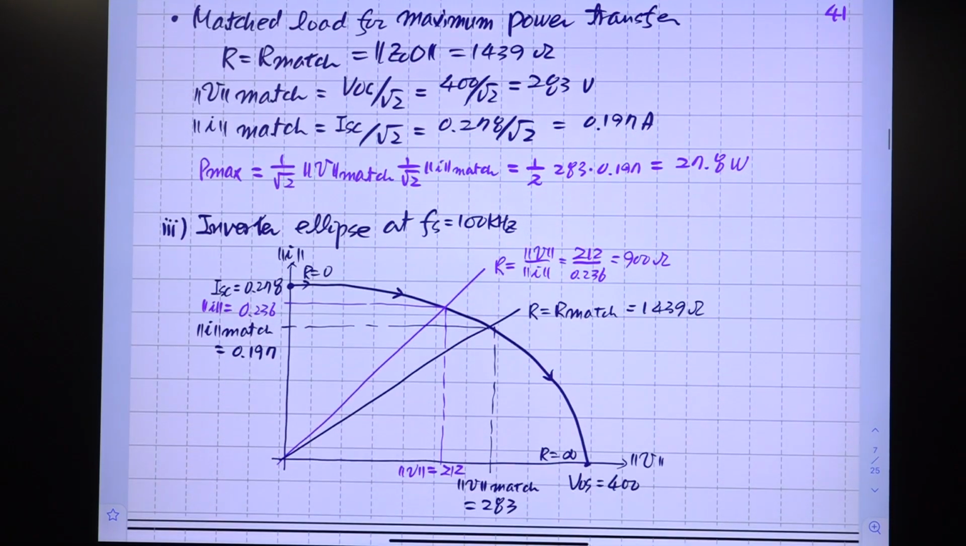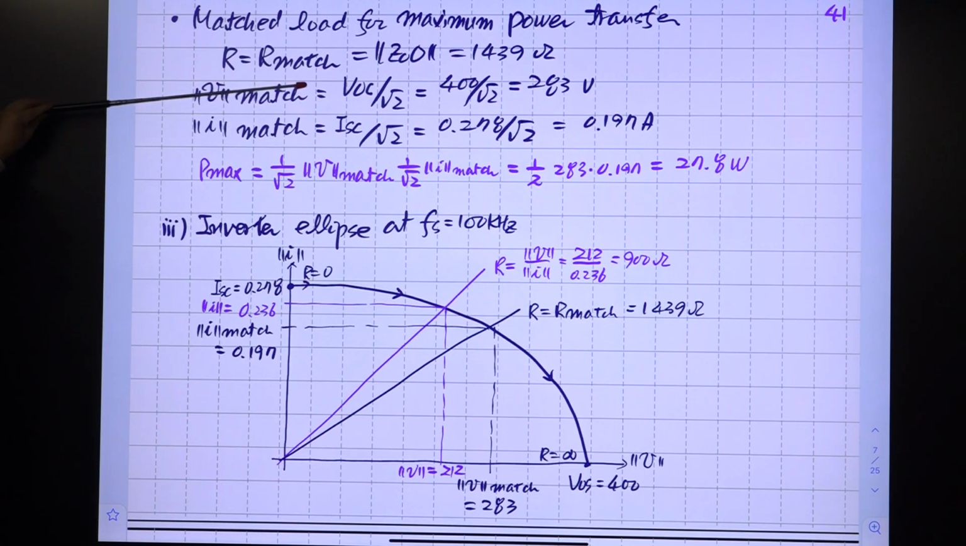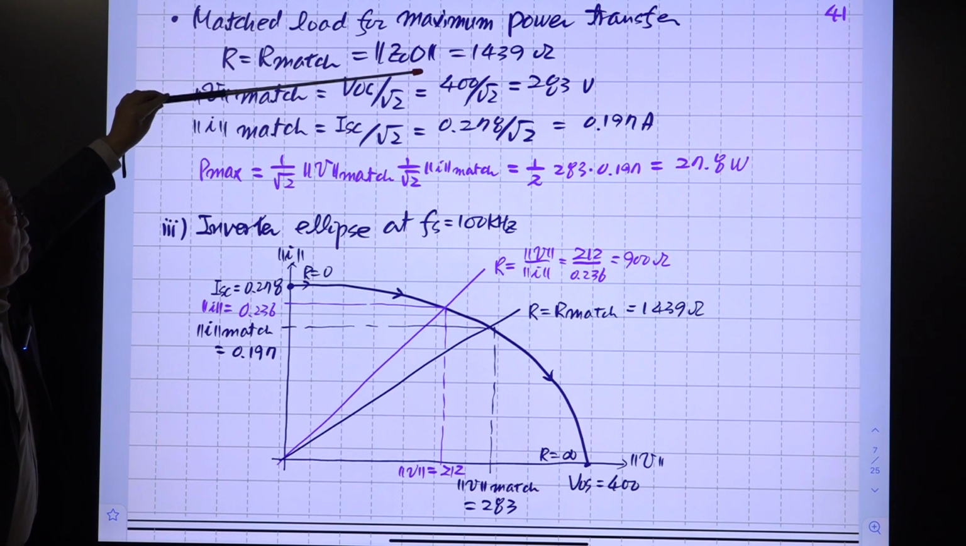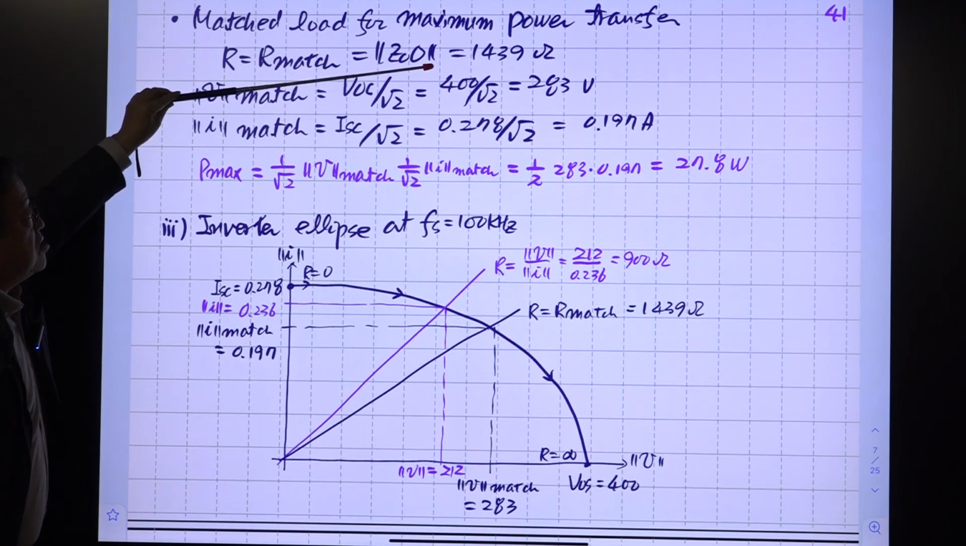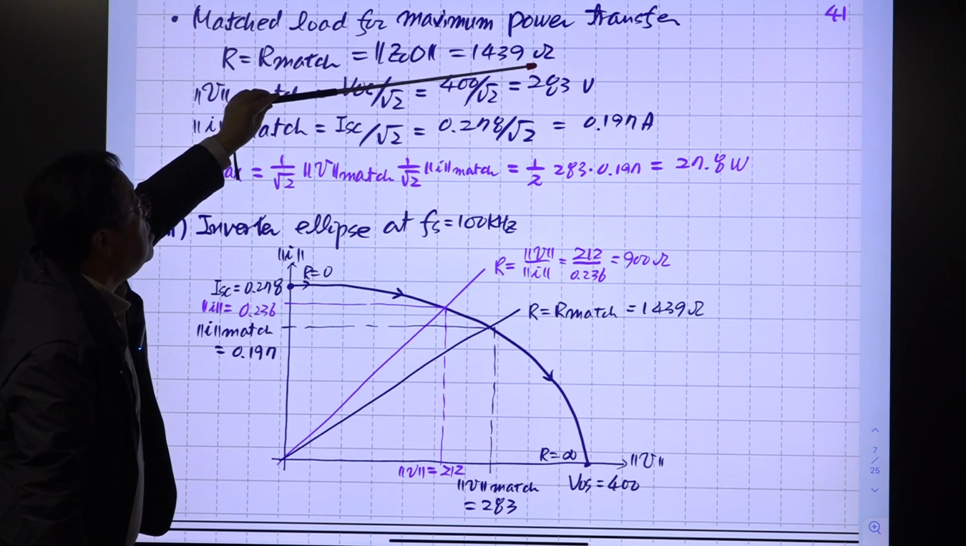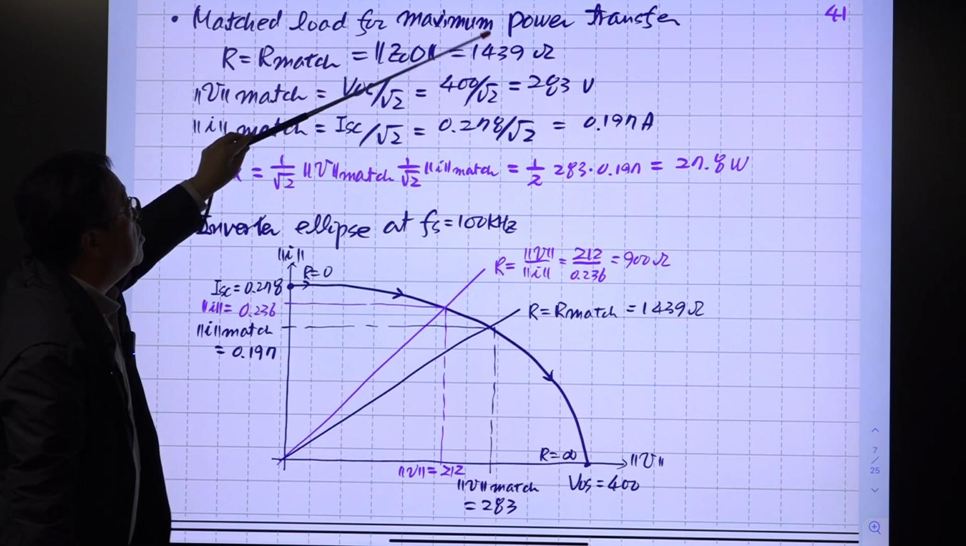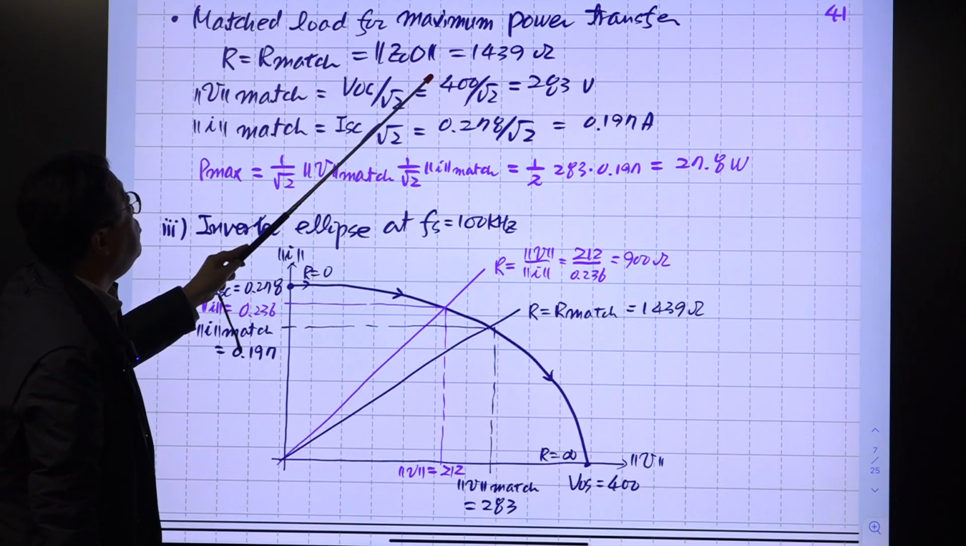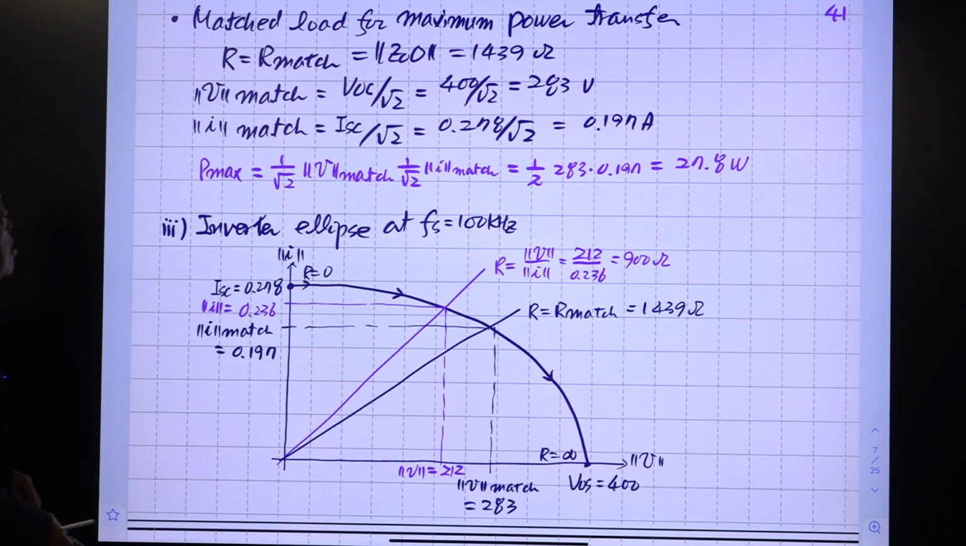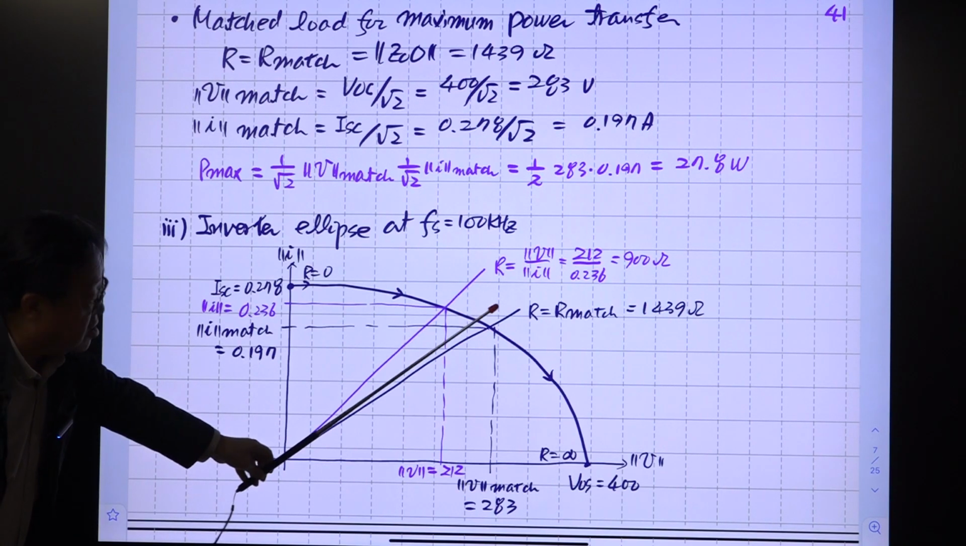let's take a look at the maximum power transfer condition. In the previous lecture, we know this. This R match is the R that delivers the maximum available power from the tank circuit. That is the magnitude of the output impedance evaluated with the input port shorted, which is this one. Okay, so this value is already known, which is R match. Then R match is this one.